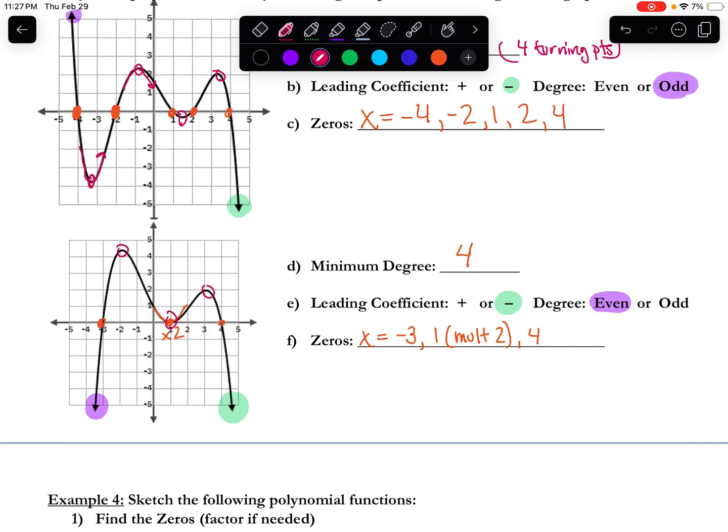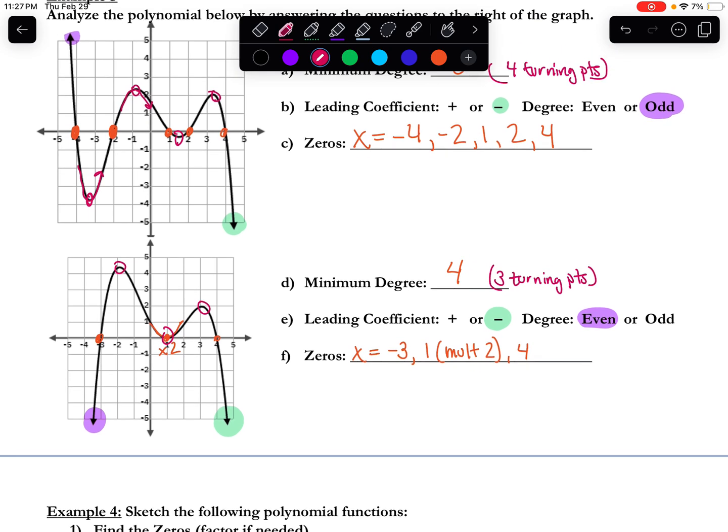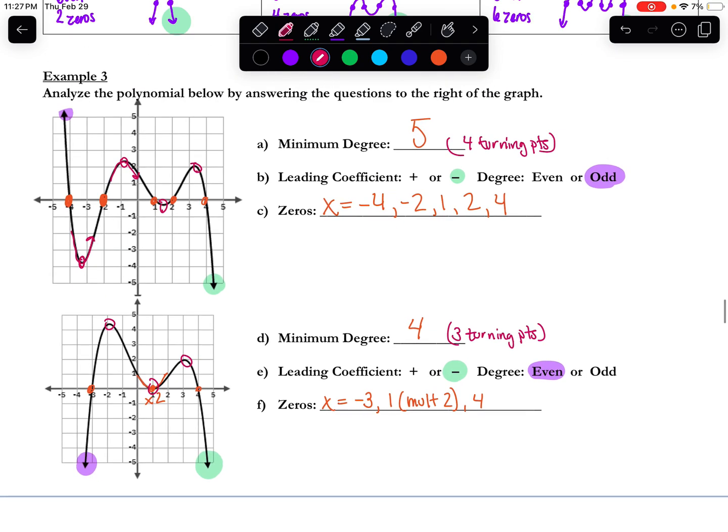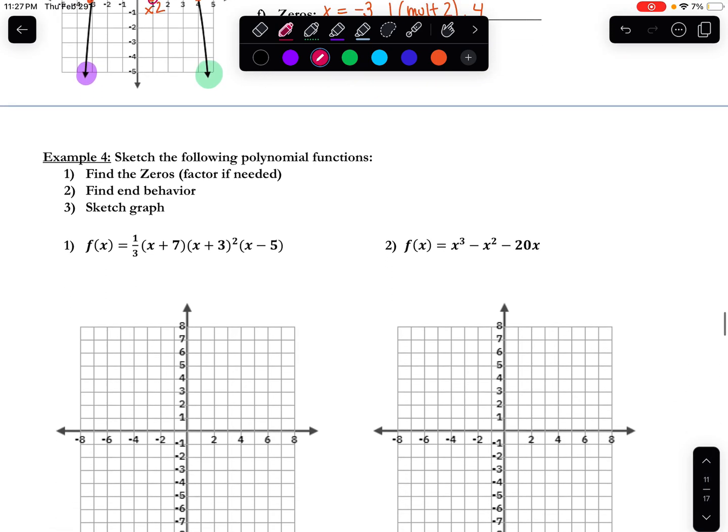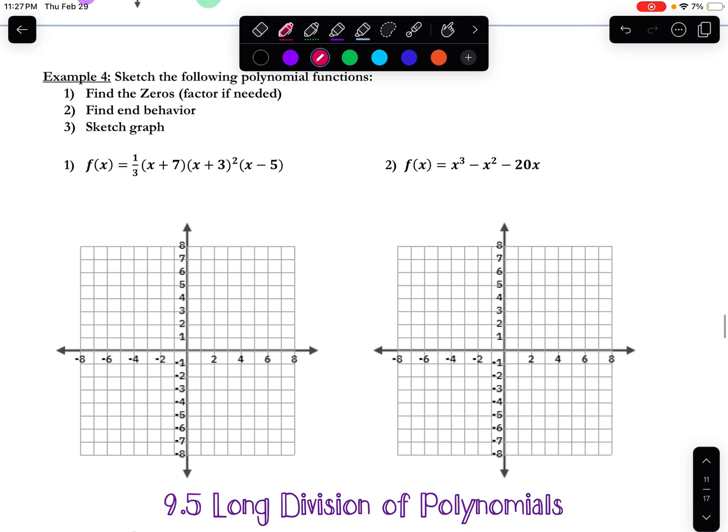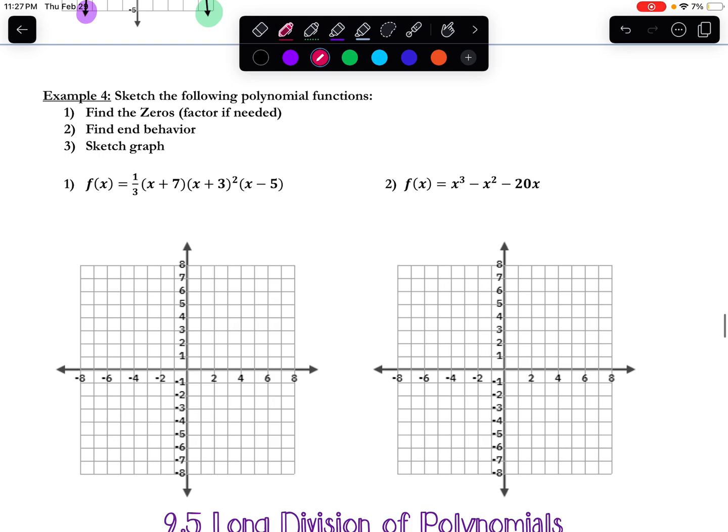1, 2, 3 turning points. That is 1 less than the degree. So using all this knowledge and characteristics of our polynomials, we can analyze our graphs, and then we can put it all together and then actually graph our own polynomials, which is what we're going to do with these examples.